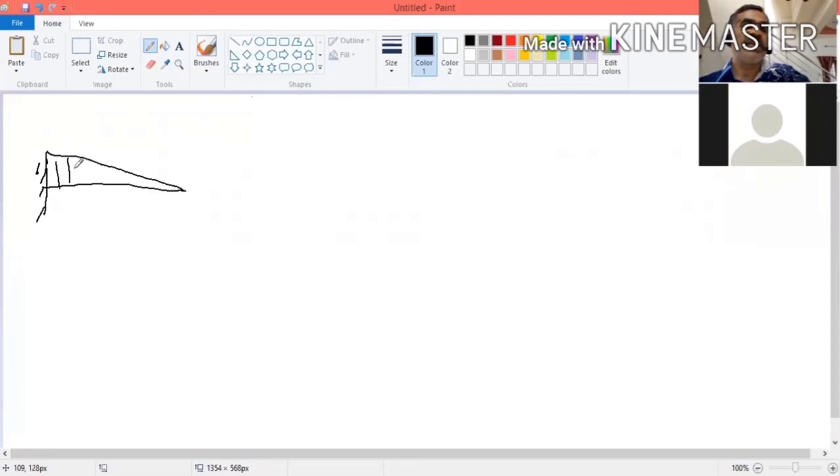Uniformly varying load. This is a load. Here the intensity is W, always W, the unit is Newton per meter. Here the intensity is 0. Slowly the intensity is reducing. So now I am taking some axis. Let us take the total distance as L. I am taking some distance x.